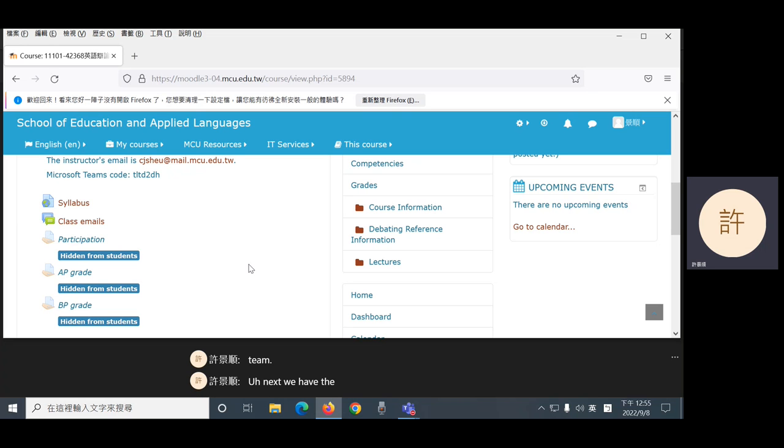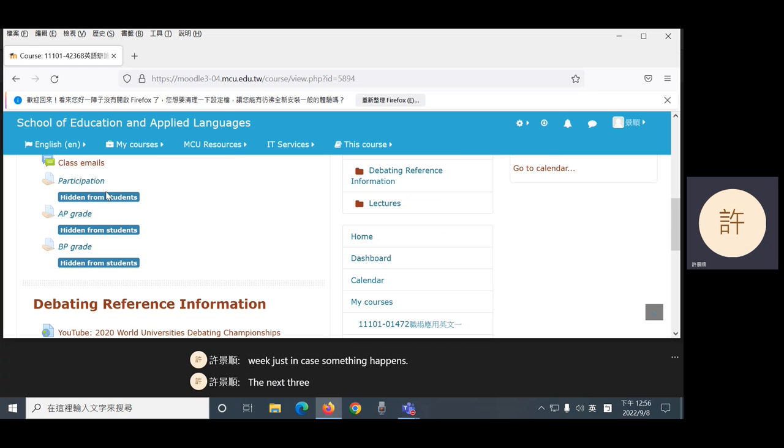Next, we have the syllabus. I will show you the syllabus a bit later. Class emails. If I need to tell you something, and maybe you missed a class or something happens between classes and I need to tell you immediately, I will post something here and the system will send an email to your official school email address. Now, I know that not everyone checks their school email every day, so I will also post the message in Microsoft Teams. Just in case, it's a good idea to check at least once a week.